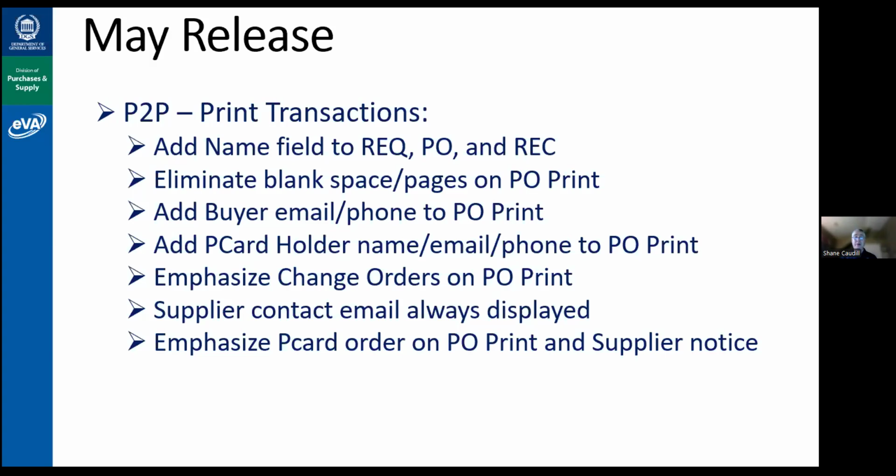Emphasizing change orders on the PO print so that it's very clear you're dealing with a change order. Making sure the supplier contact email is always displayed, no matter what. Either the supplier contact email is pulled from the supplier contact itself or from the ordering email address. So there is logic that on the PO print, there is an email the supplier has entered into eVA, be it off of the contact or off of the supplier ordering address. We have an email there.